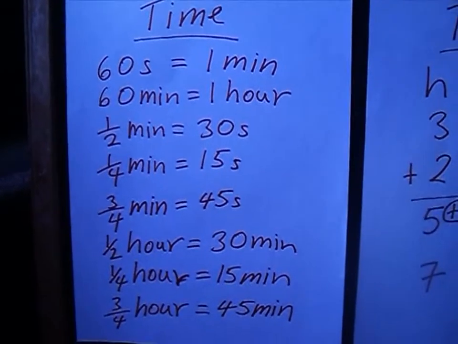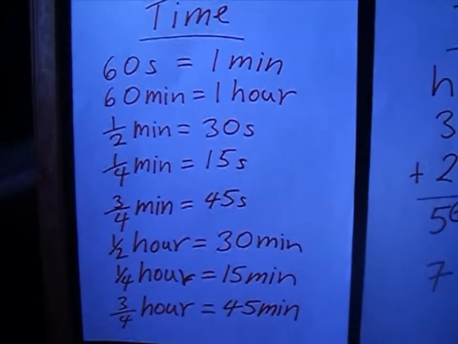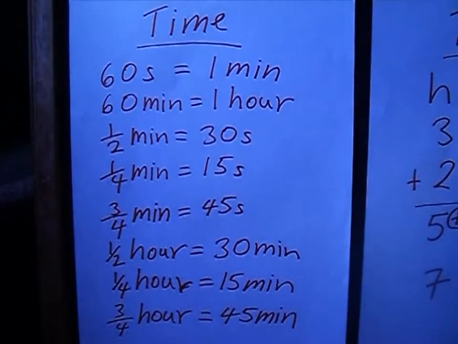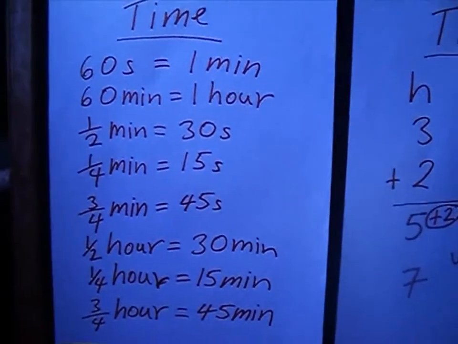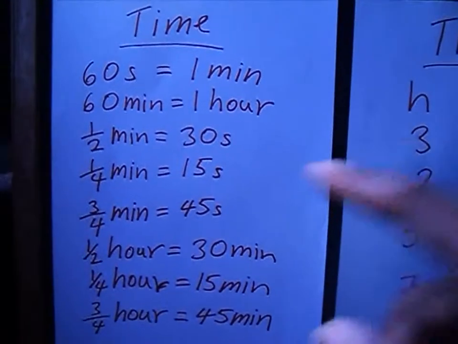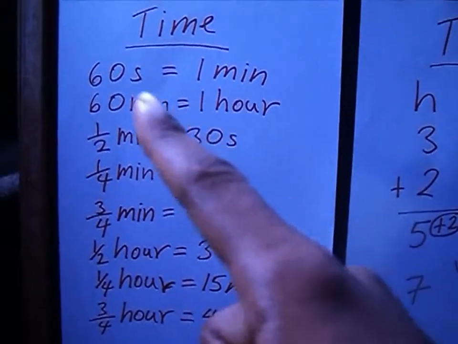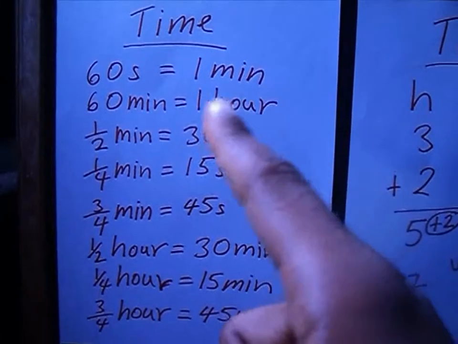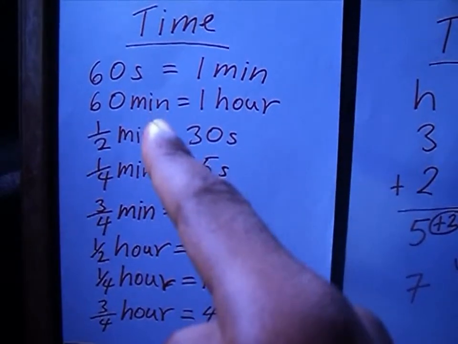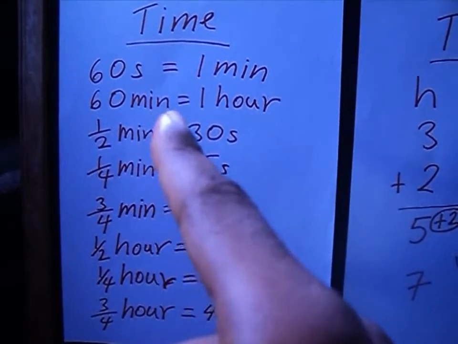Time. We are going to look at time. 60 seconds is 1 minute. So you have 60 seconds in 1 minute. 60 minutes, you have 1 hour.